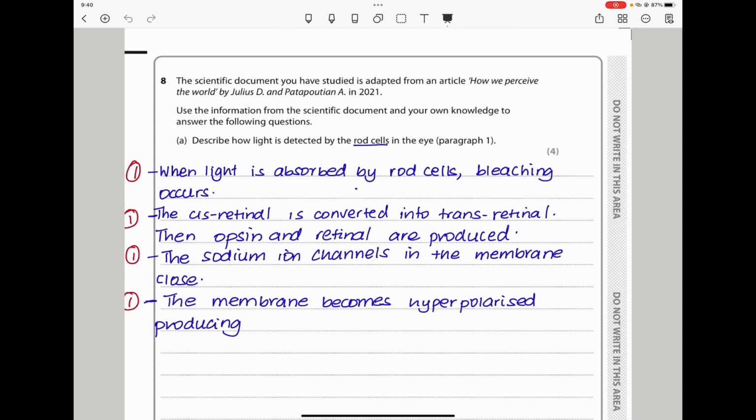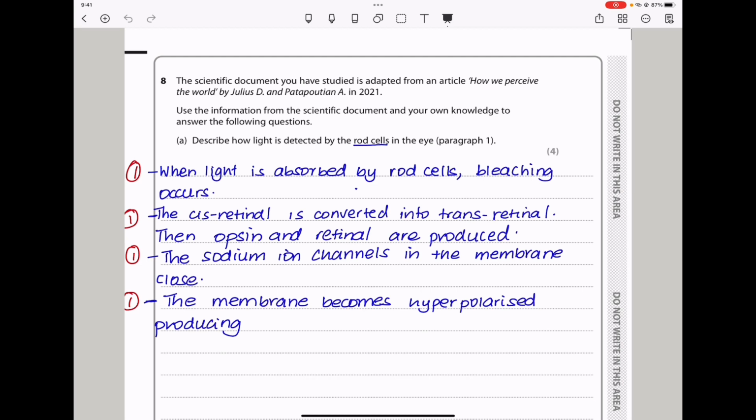So question 8. The scientific document you have studied is adapted from an article, How We Perceive the World, by Julius D. and Pataputian A. in 2021. Use the information from the scientific document and your own knowledge to answer the following questions. In part A, describe how light is detected by the rod cells in the eyes. This is paragraph 1. And again, this is easy, even if you do not go back to read. This is from your notes.